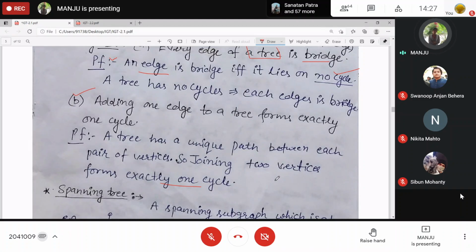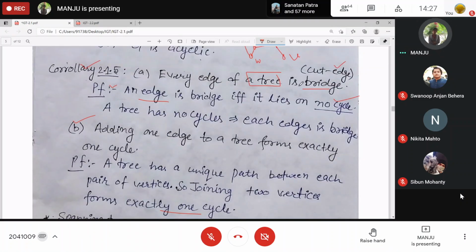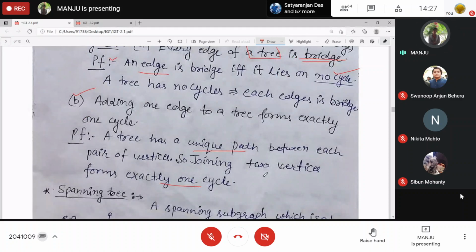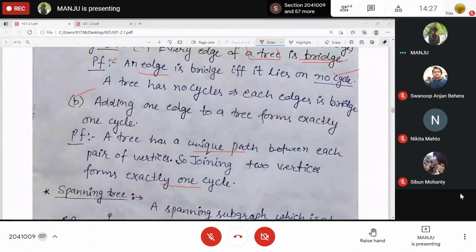And then we have done every edge of a tree is a bridge because no cycle is present, that's why it is happening. And adding one edge to a tree forms exactly one cycle, because of the unique path between each pair of vertices. Clear? So that's all we have done. Any doubt till now?